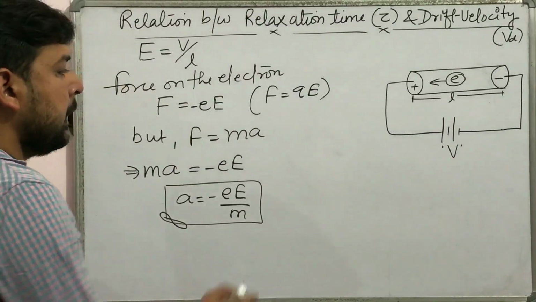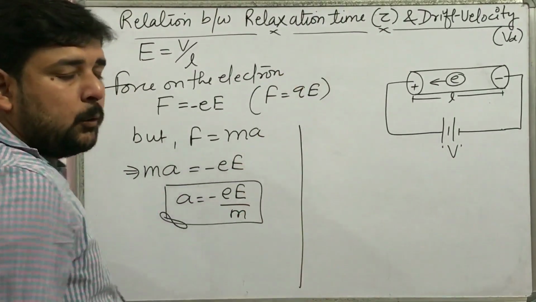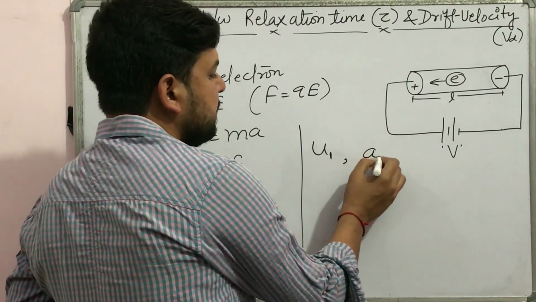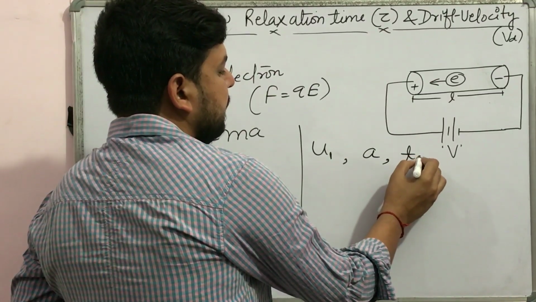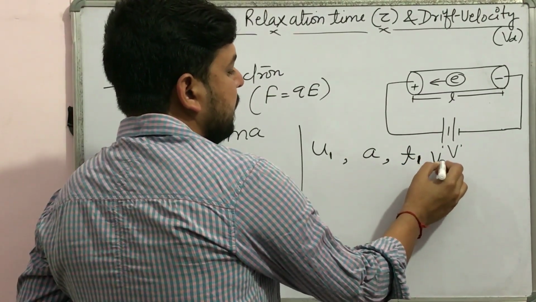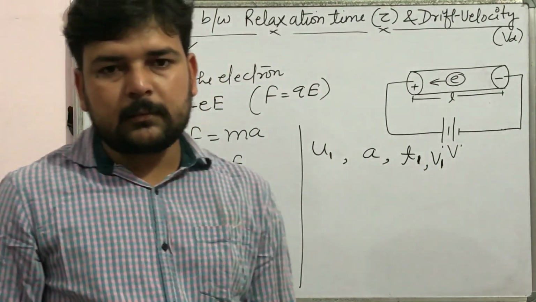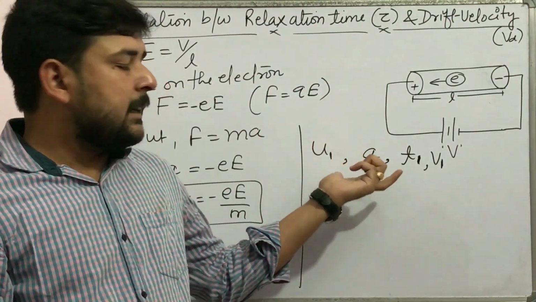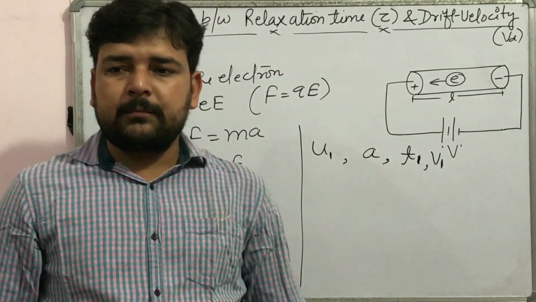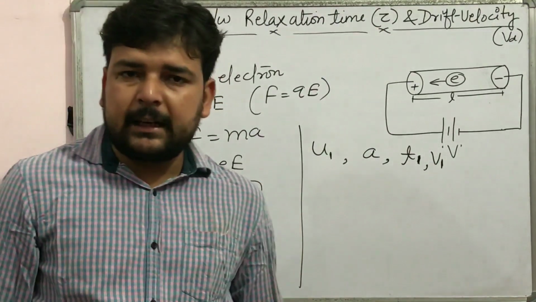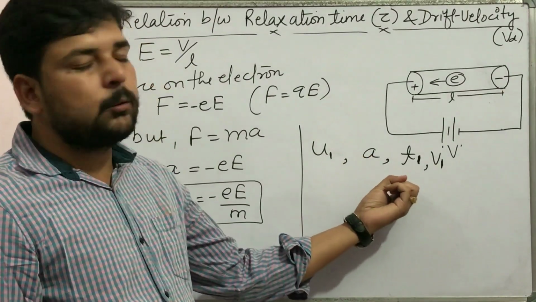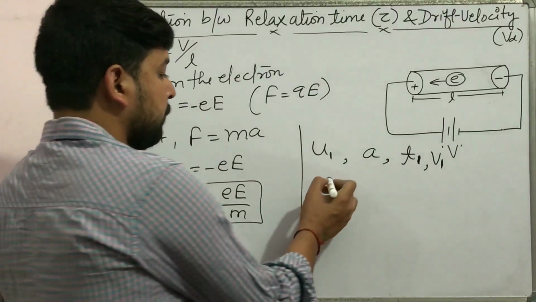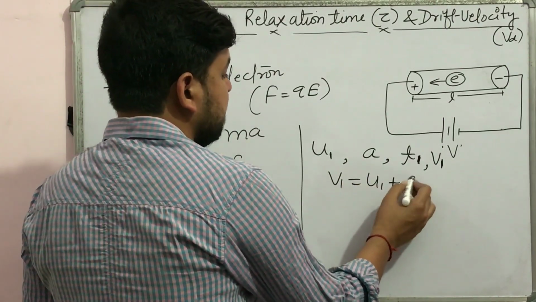Suppose we consider the condition of the first electron. Let it move with velocity u1, accelerate with a, and then collide with another electron after time t1, and acquire final velocity v1. As we discussed in the case of relaxation time, the electron started moving with velocity u1, acceleration a, accelerates for time t1, and after time t1 it collides with an electron, till it acquires the final velocity v1. Then v1 is equal to u1 plus a t1.